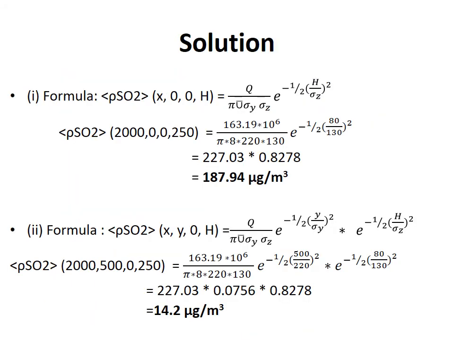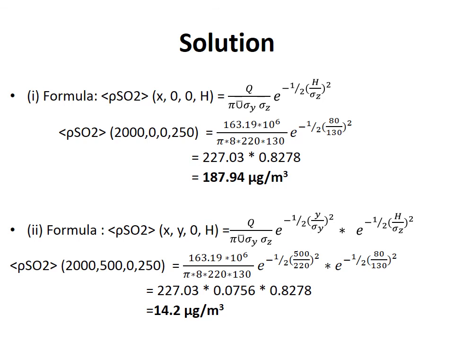So we have the first one, the formula, and we substitute the value for Q as 163.19 into 10 raised to 6 converted into microgram per second, value of U 8, sigma y 220, sigma z 130, value of capital H 80. So substituting these values, we get the value for rho SO2 at 2000, 0, 0, 250 as 187.94 microgram per meter cube.